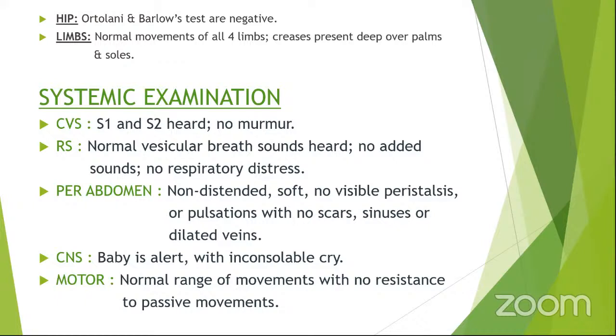And then whether the child is floppy or not, that is by the vertical suspension. We do it with a vertical suspension, keeping both the hands in the axilla and then vertically suspending. You will know that if the child is floppy, the child will slip out of your hands, or in case of spasticity, you can see it in the lower limb also. So that part you need to mention.